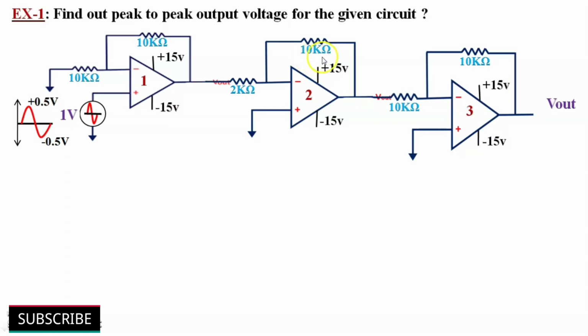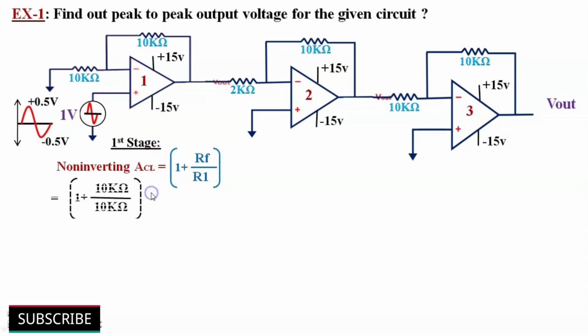The figure shows multi-stage op-amp circuits. Find out peak output voltage for the given circuit. Here input voltage is 1 volt peak to peak. So the voltage gain of the first stage, it's a non-inverting configuration. So ACL is equal to 1 plus Rf by R1. 1 plus 10 kilo ohm divided by 10 kilo ohm, that is equal to 1 plus 1, that gives 2 as voltage gain of the first stage.